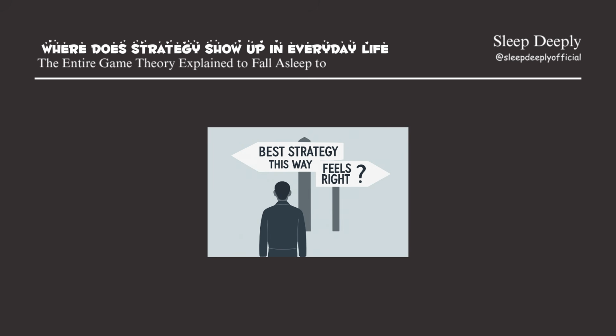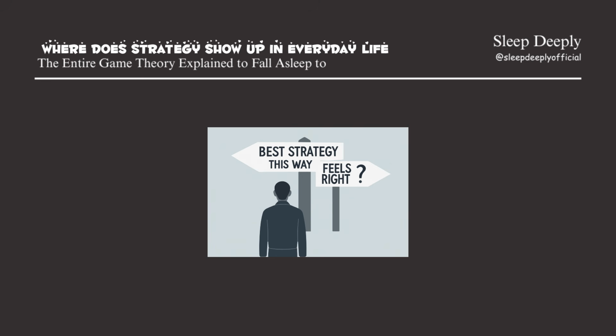Where does strategy show up in everyday life? Game theory isn't just for boardrooms, politics, or military standoffs. It's woven into daily life, often in ways we don't even notice. Even something as small as holding the elevator door or letting it close carries a layer of strategy. Take traffic. When merging lanes, you can either speed up or slow down. The right move depends not just on what you want, but on what you think the other driver will do. If they accelerate, you might back off. If they hesitate, you might slip in. That constant adjustment based on others' actions is strategy in motion.